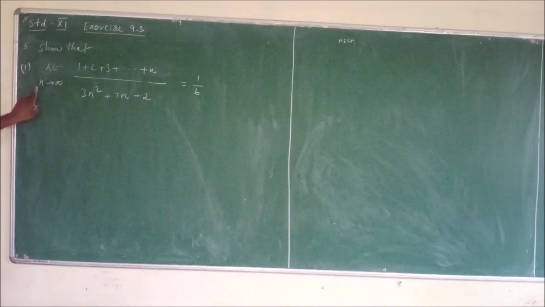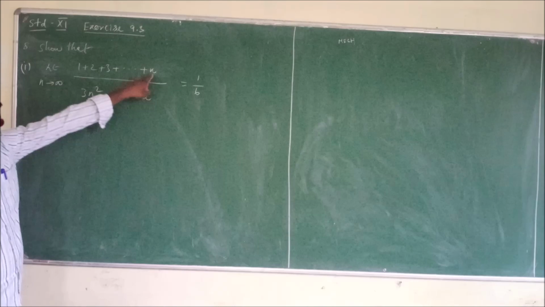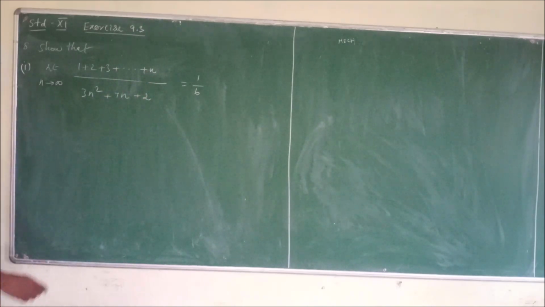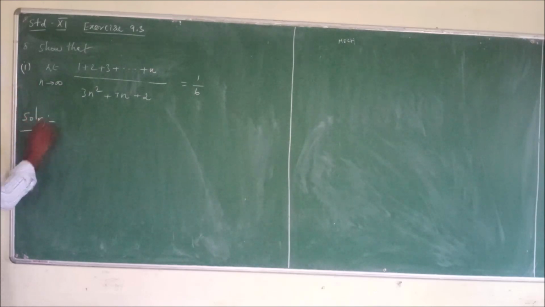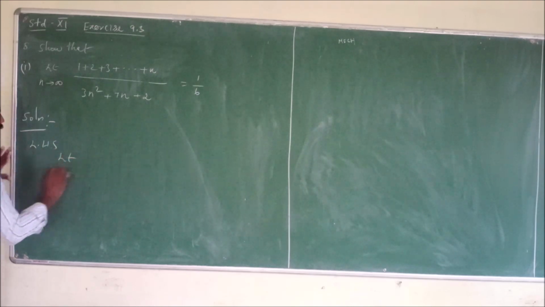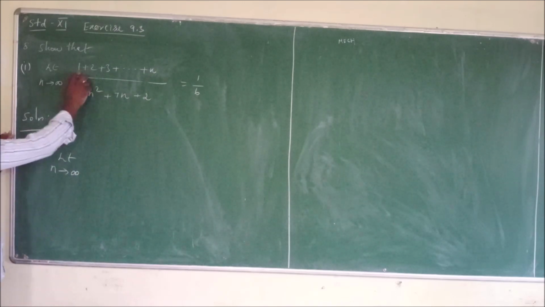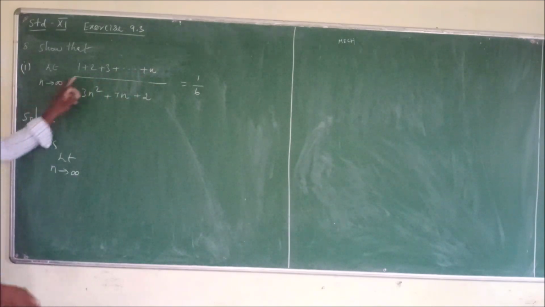New problem. Show that limit n tends to infinity of 1 plus 2 plus 3 plus etc. up to n, over 3n square plus 7n plus 2, equals 1 by 6. So this is the solution. Let us take the LHS term. The LHS term is limit n tends to infinity of 1 plus 2 plus 3 up to n. It is called the sum of natural numbers, sum of n natural numbers.